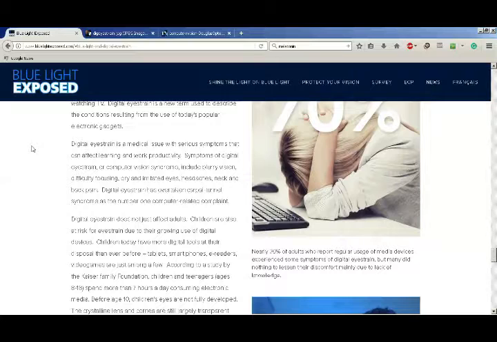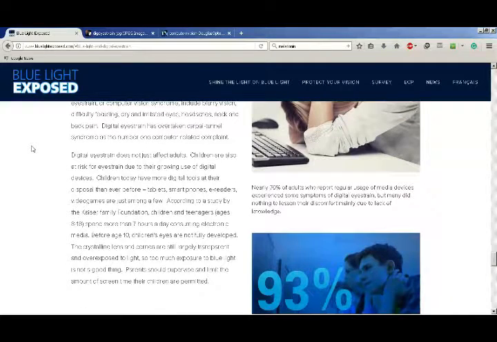Okay, this stuff is affecting your level of focus and your learning capabilities. Okay, it says symptoms of digital eye strain or computer vision syndrome include blurry vision, difficulty focusing, dry and irritated eyes, headaches, neck and back pain. Digital eye strain has overtaken carpal tunnel syndrome as the number one computer-related complaint.